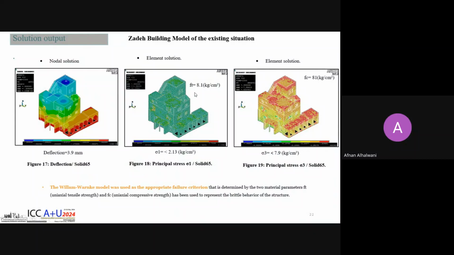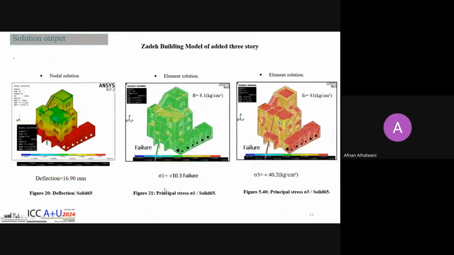Sigma 1 is compared with Ft, sigma 3 is compared with Fc, where sigma 1 is less than Ft, and sigma 3 is less than Fc. And when the loads of 1 floor are added, the building is stable and bears them, as well as when 2 floors are added. But when adding the 3rd floor, failure occurred and sigma 1 is more than Ft.